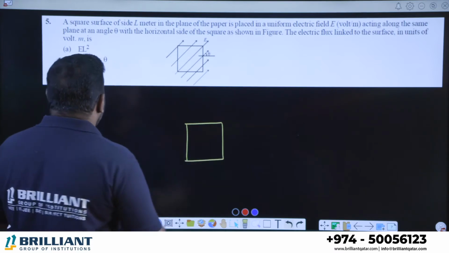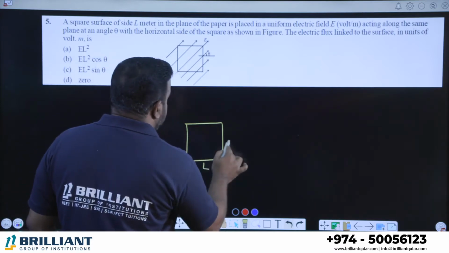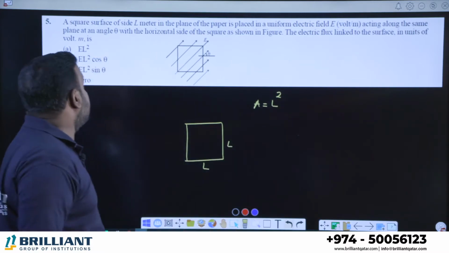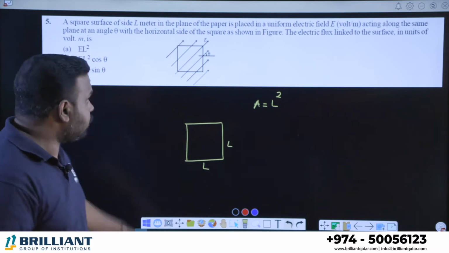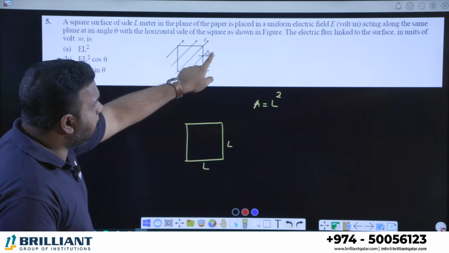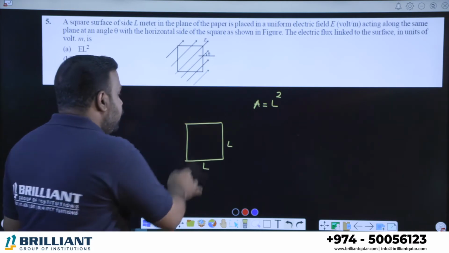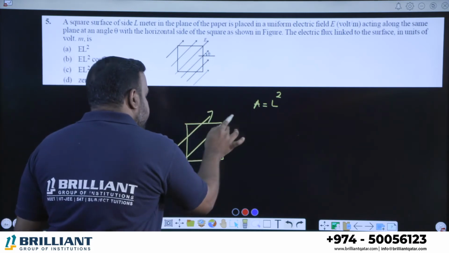That area we can take, the side is given as L. So definitely the area will be L square since it is a square. L square is the area. Then it is placed in a uniform electric field acting along the same plane. That means the electric field is in the same plane.